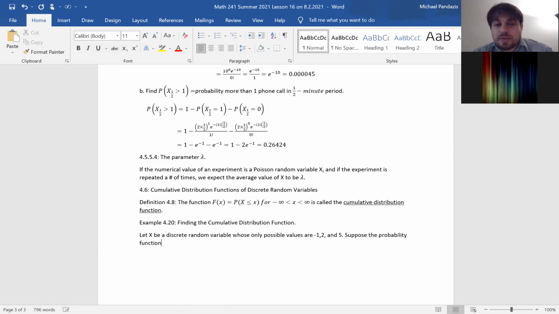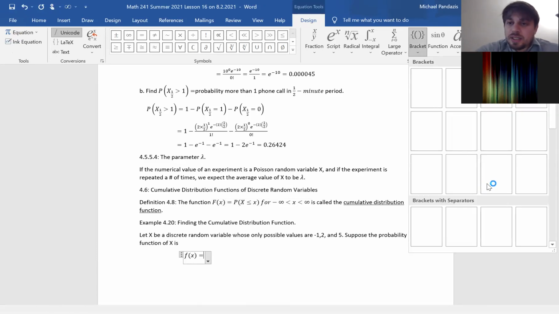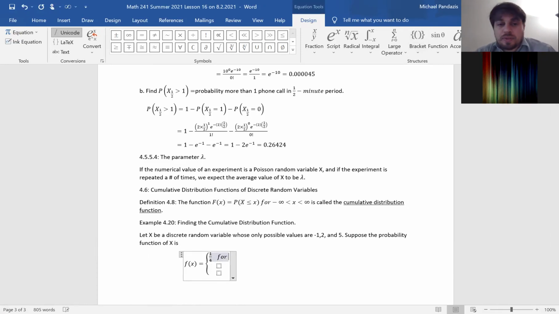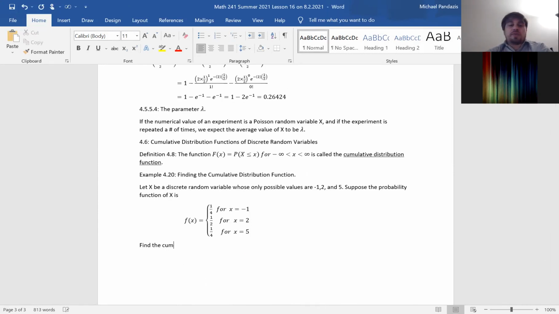Suppose the probability function of capital X is little f of x, which is equal to 1/4 for x equals -1, 1/2 for little x equals 2, and 1/4 for little x equals 5. Okay, so that's the probability function of X. So the problem is: find the cumulative distribution function of capital X.